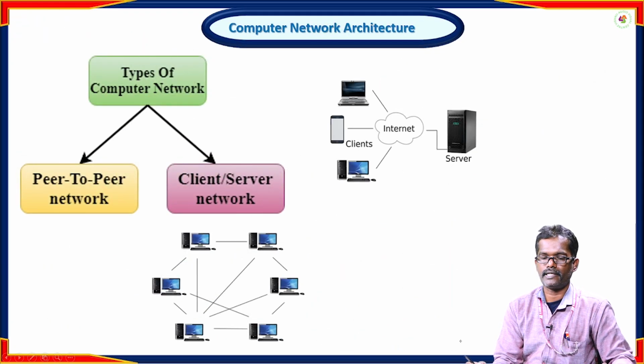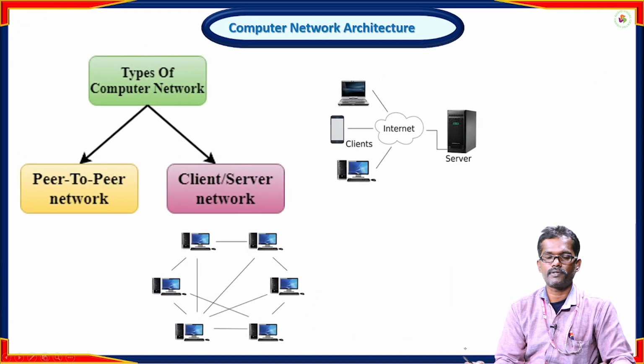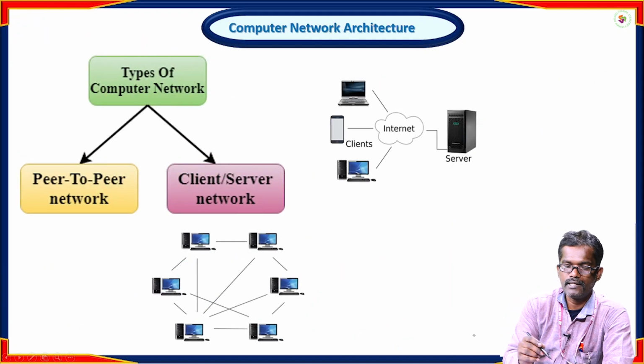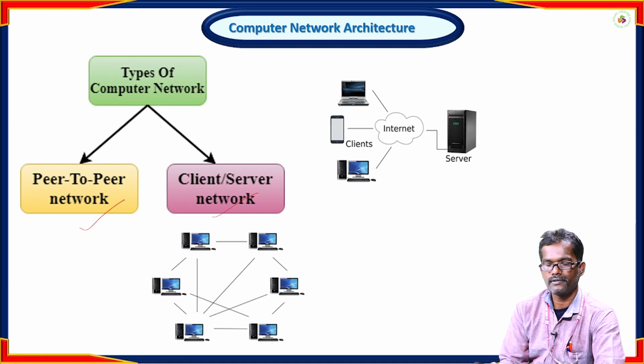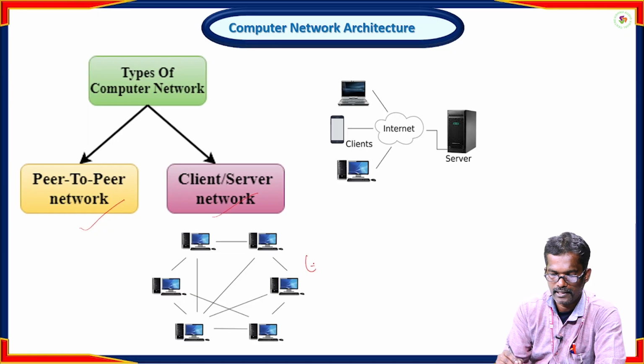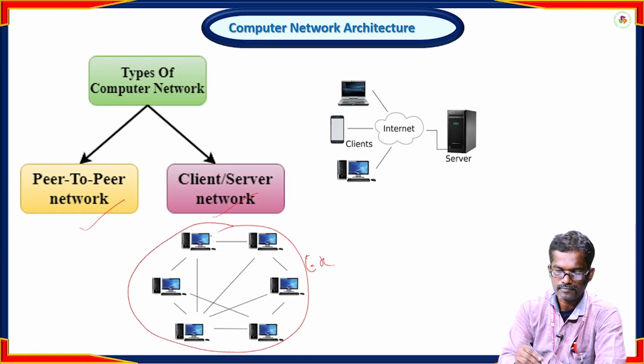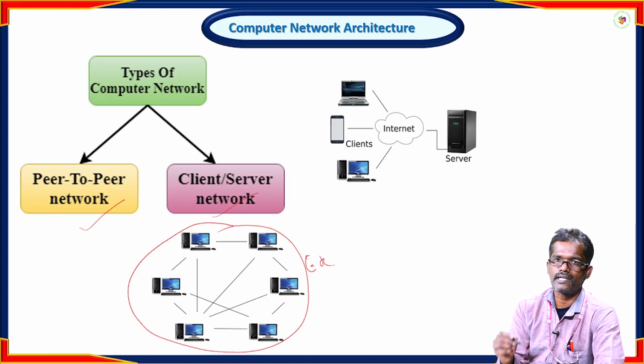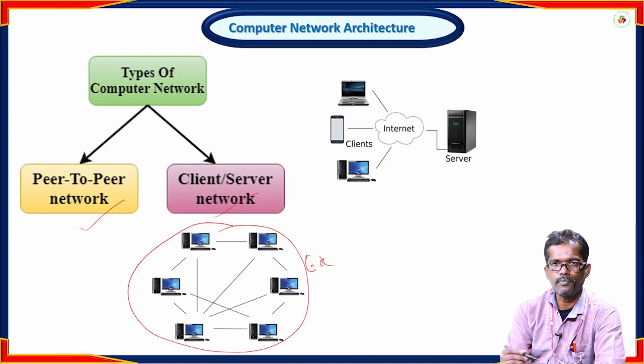And then coming to the next topic, types of computer network. Here we will see the P2P network, peer-to-peer network, and the client-server model. We will see this example here. All the systems present in this network, each system is connected to every system present in that network. That means point-to-point delivery.